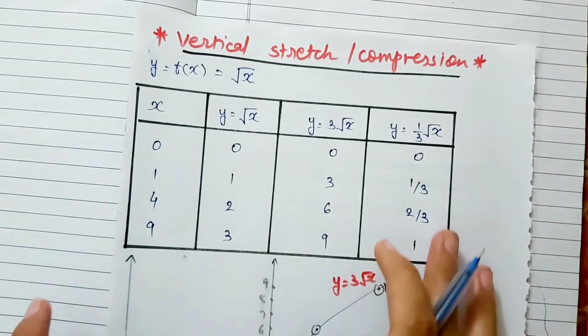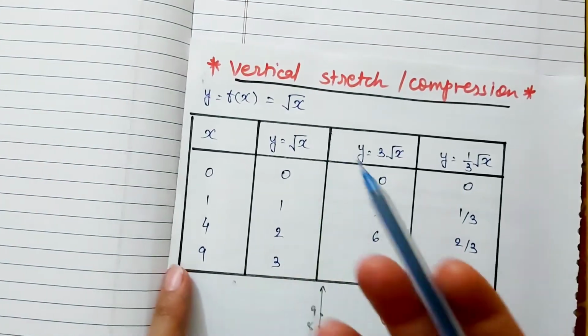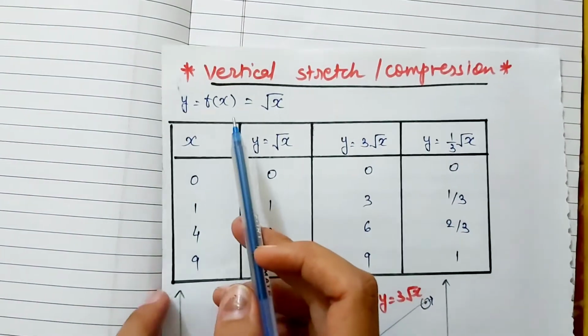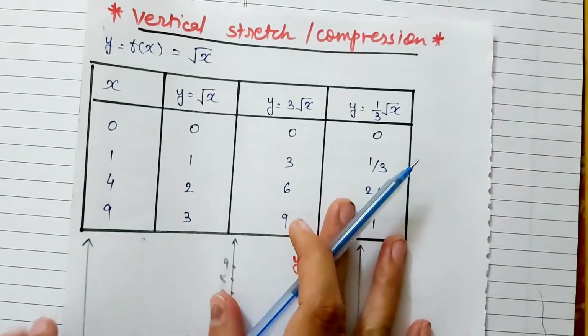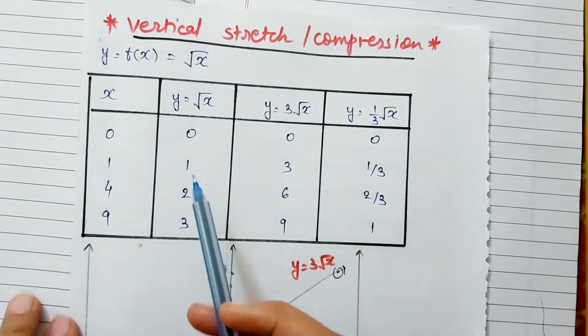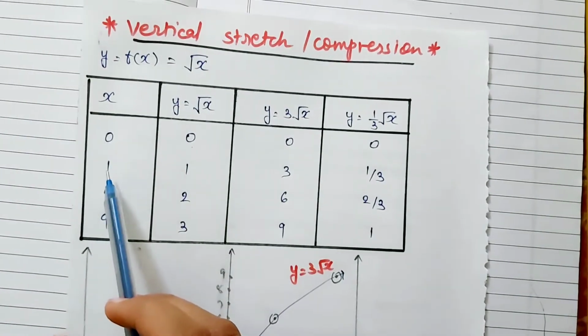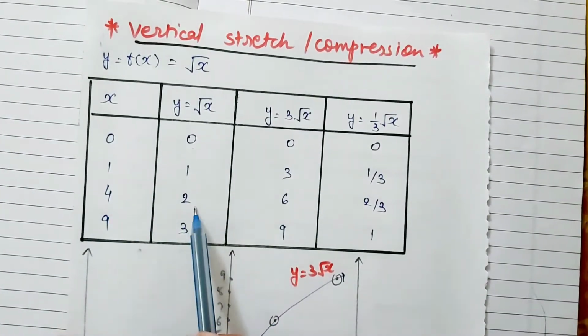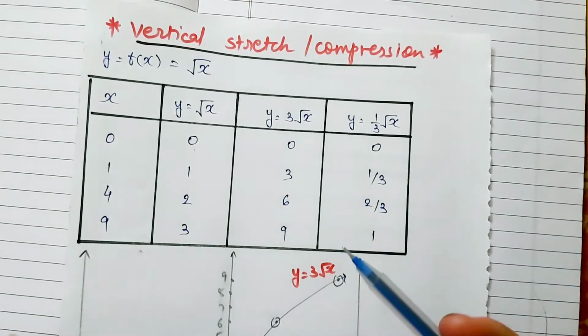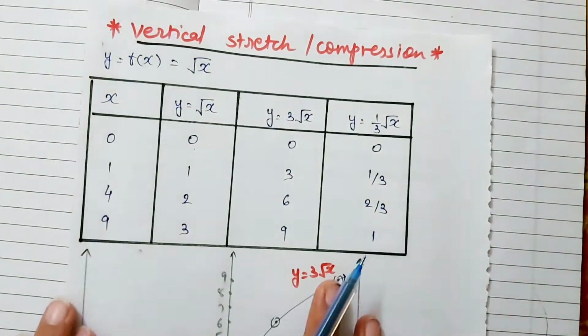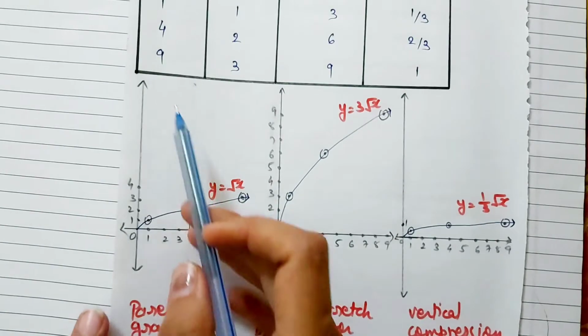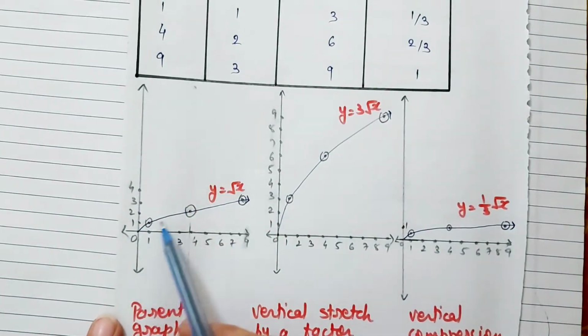Now we will look into vertical stretch and compression. Here I am picking the square root function, y is equal to f of x is equal to root x. Let's pick some values. For 0 I get 0, for 1 I get 1, for 4 I get 2, for 9 I get 3. I have picked values which are more convenient. Let's graph this parent graph. It looks something like this.